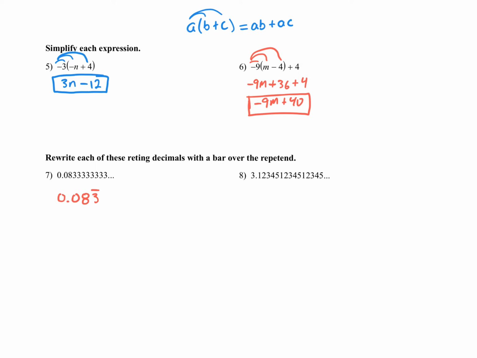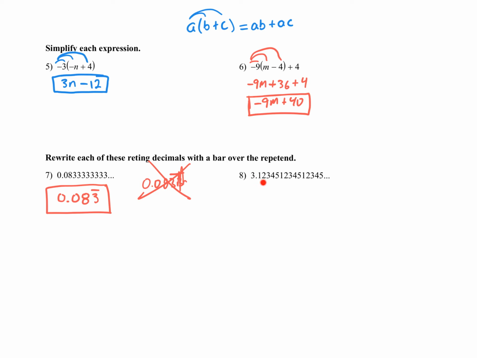I do not need to put 2 3s. So for instance, if I put this on my quiz, that would be counted as wrong. Why write more when I can write less? I don't need to write that second one. So this right here is going to be the correct answer.